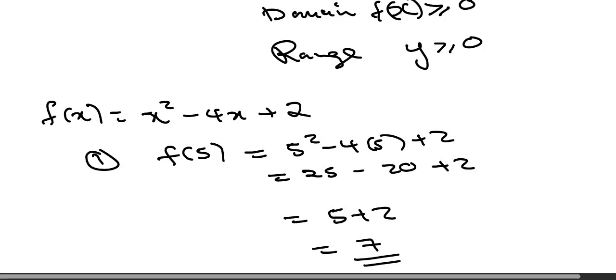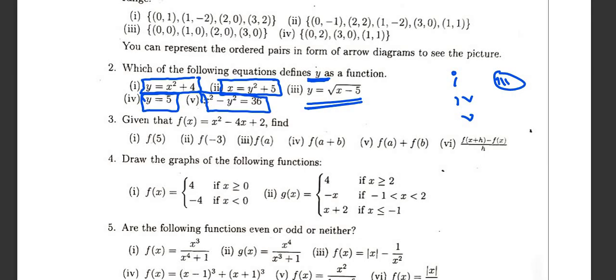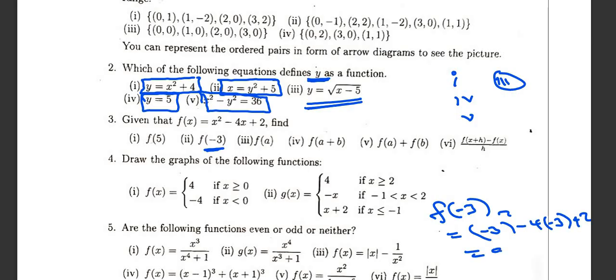So I'll try to do the next part. Which part here of question 3 looks hard? It's the same thing. What we've done for number 1 is what we do even here. Wherever there's x, we put a -3. So we get -3 squared, then minus 4 times -3, then plus 2. This will give us 9 plus 12 and plus 2. This is simply going to give us 23 if I'm not mistaken. So here you get 23.